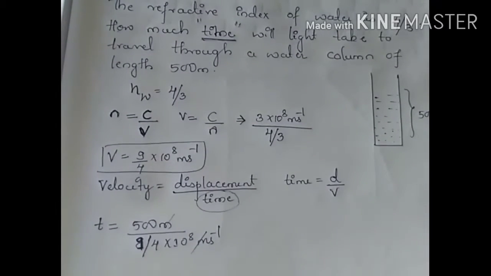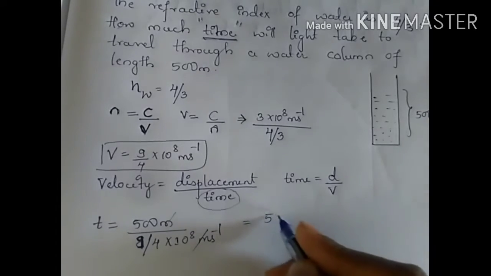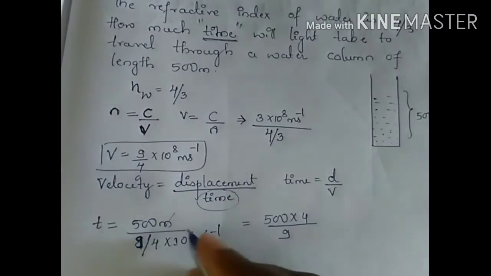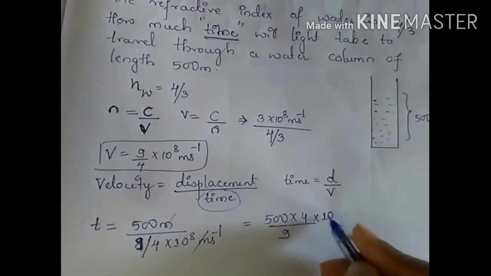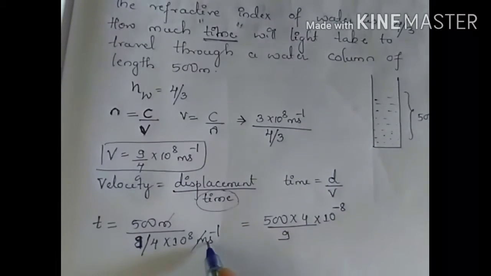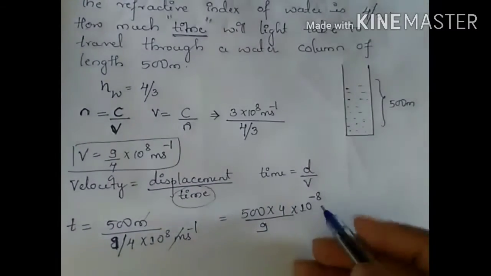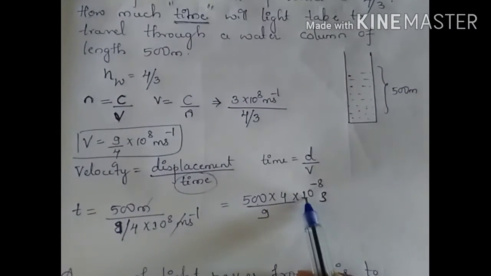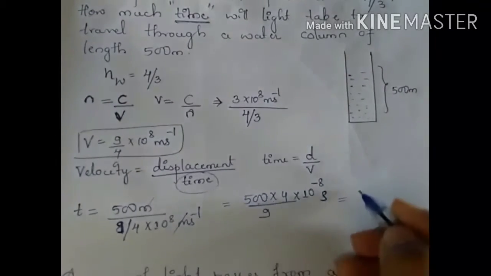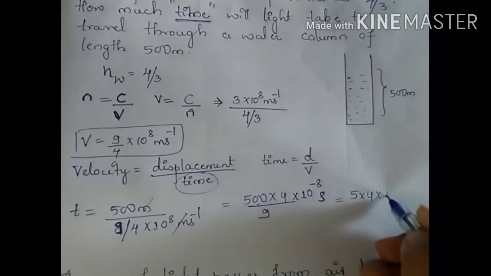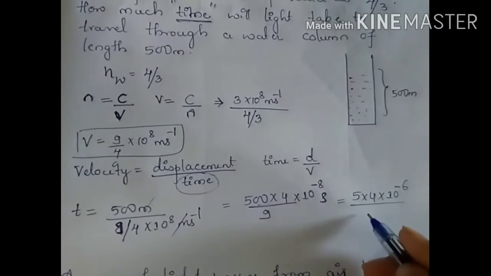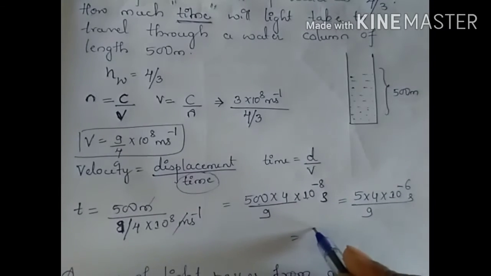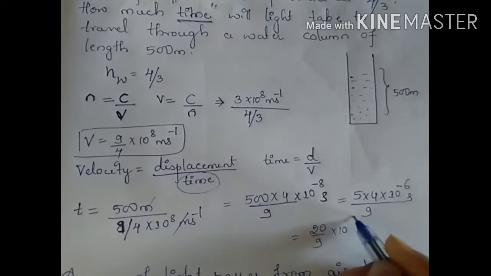So here meters will get cancelled. What remains is 500 multiplied by 4 divided by 9, and if this goes upside then this will be minus 8. So here it is per second, and if this comes to the numerator, then that becomes second. If I take these two zeros in this, then what will happen? So 5 into 4 into 10 power minus 6 divided by 9. So this is in seconds. 5 fours are 20, 20 by 9 into 10 power minus 6 seconds.